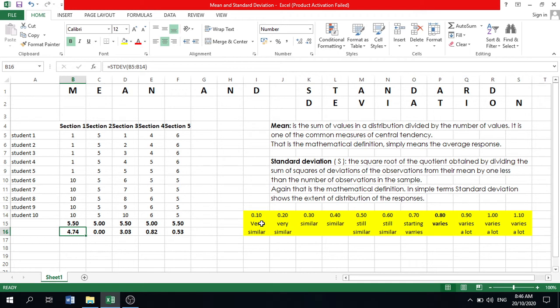However, if the standard deviation varies a lot, like for example section 1, we cannot conclude that the students in section 1 are average, because as you can see, there are 5 students who are very good, actually outstanding. They got a score of 10 over 10, but also 5 students who got the score of 1. So is it fair to say that the section is average? No, the standard deviation does not indicate that, because the scores vary.